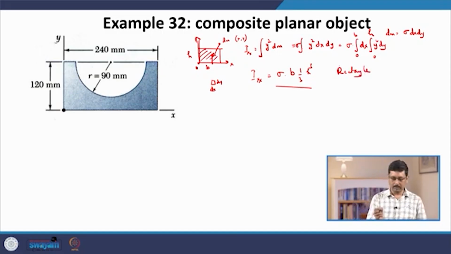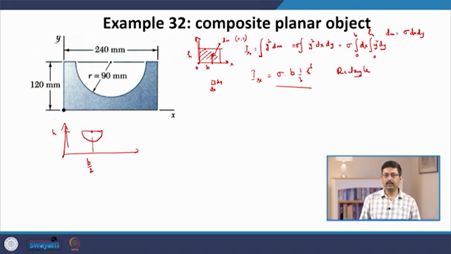Now, let us come to calculating the moment of inertia of the semicircle. So, let us draw it. The semicircle is something like this. From this point is at the point b by 2 and this is h.